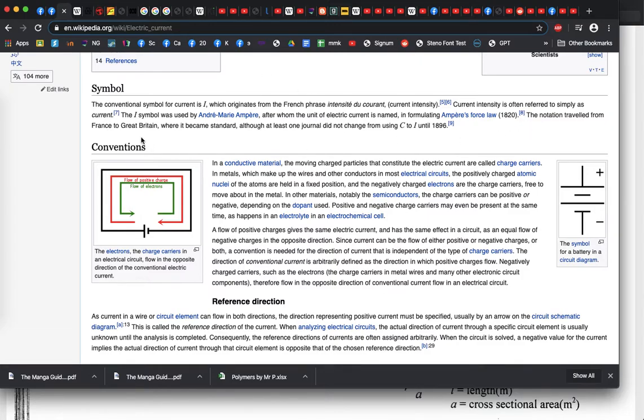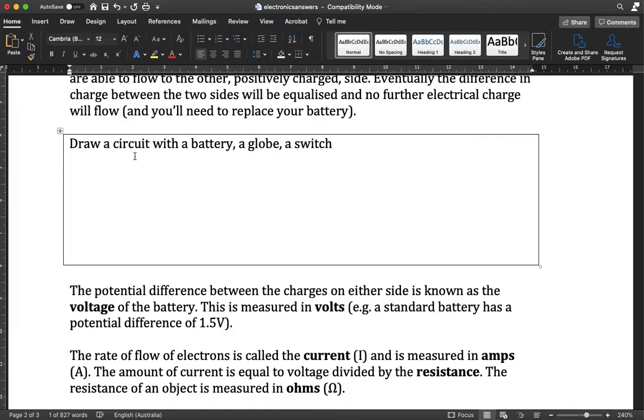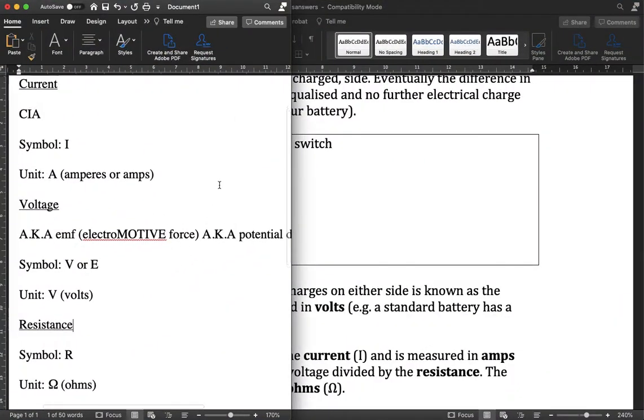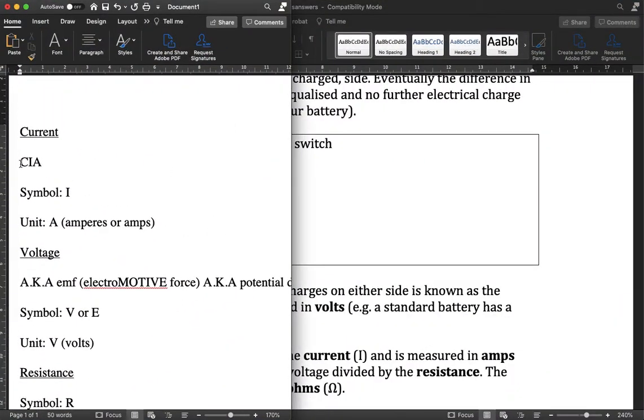The notation traveled from France to Great Britain, where it became standard, although at least one journal did not change from C to I until a long time later. So yes, there were some people who said, hey, why don't we stick with C? But it wasn't to be, and we just have to accept that it's I. Now, to help you remember that, it's not a great rule, but remember CIA. The word is current, the symbol is I, the unit is amp, written as a capital A or ampere or amp.